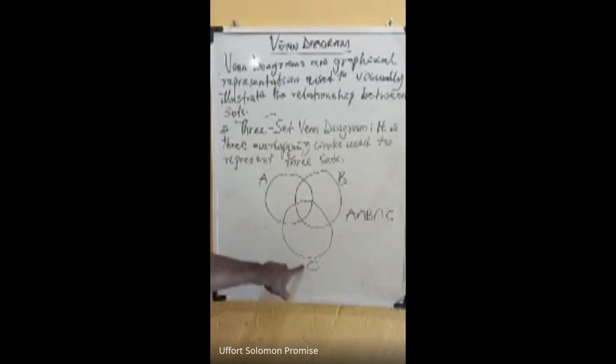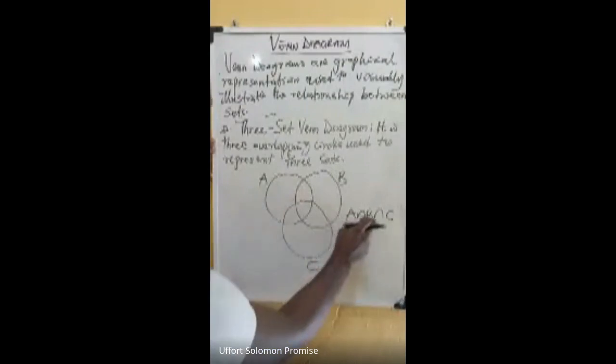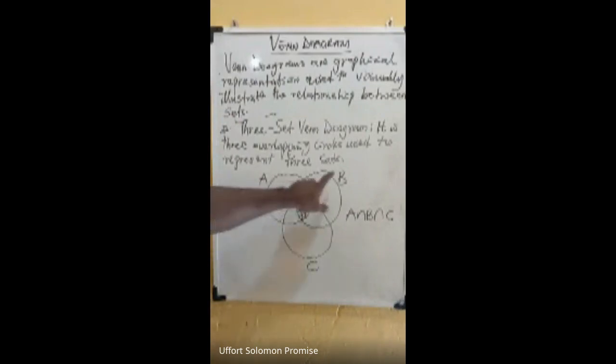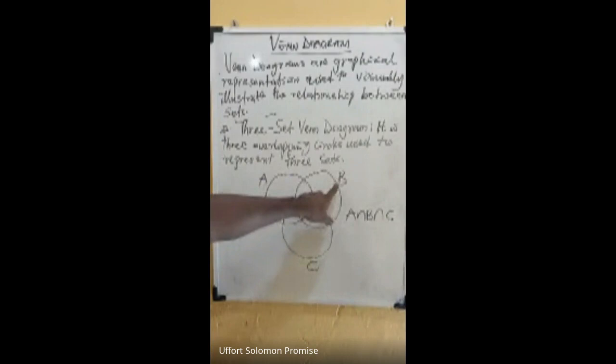So the intersection of A, B, and C is actually, if you look at it very well, this is not the intersection of A, B, and C. This is actually the intersection. This point that I just shaded is the point of intersection of A, B, and C. This point is the intersection between A and B. This point is the intersection between A and C. This point is the intersection between B and C. Did you get that?